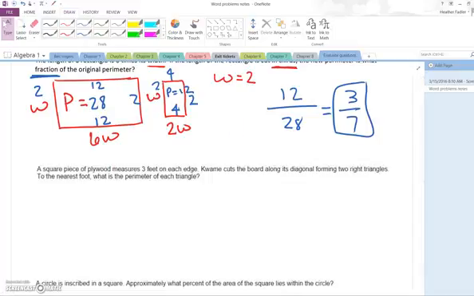All right. On to the fourth one. A square piece of plywood. So we have a square.